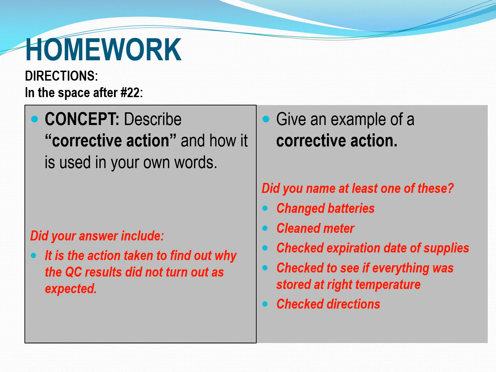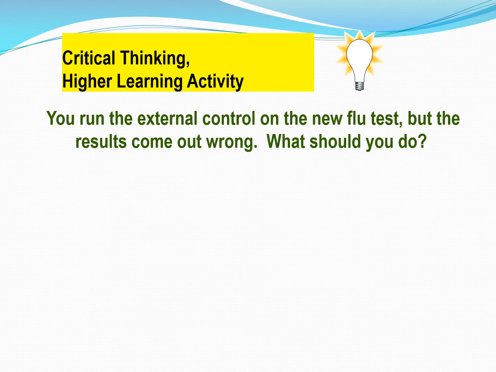In corrective action, it is the action taken to find out why the QC result did not turn out as expected. And then some examples of corrective action, right? We talked about this, right? Doing it over one time, changing the batteries, all that kind of thing, okay? But you want to make sure it's always recorded, because if you do not document what's going on, it did not happen. Here's another one of our clinical thinking and higher learning activities. So you guys can pause this and see if you can answer it. Use this as a tool to help you study.